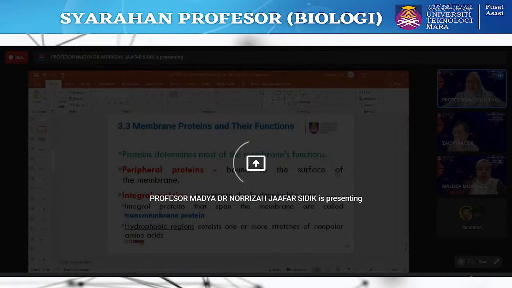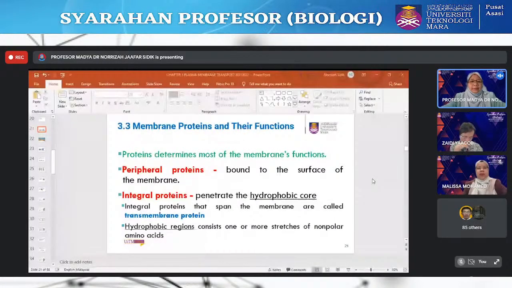Okay, I start now. Now I will continue with the second part of the plasma membrane transport lectures. So we start with the topic on membrane proteins and their functions. Here the proteins determine most of the membrane's functions.